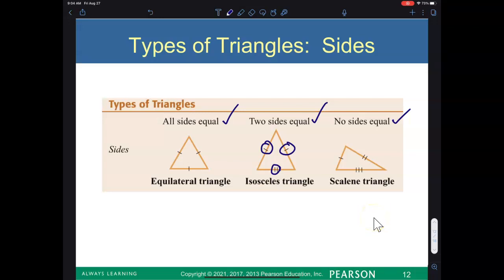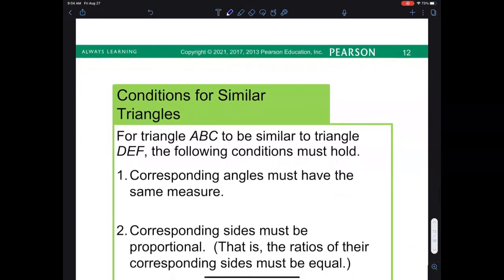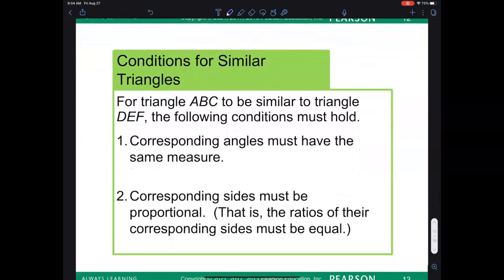So we've looked at angles in triangles, like right triangle, obtuse triangle, acute triangle. We've looked at equilateral, isosceles, and scalene triangles to help us just discuss and summarize different triangles by their shapes and their side lengths. And now we can move on to the more important concept. Now we can talk about similar triangles.